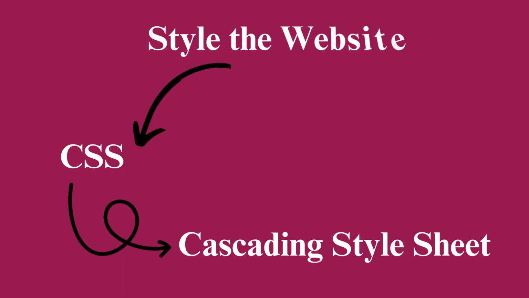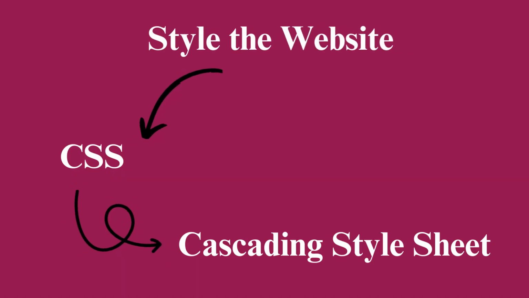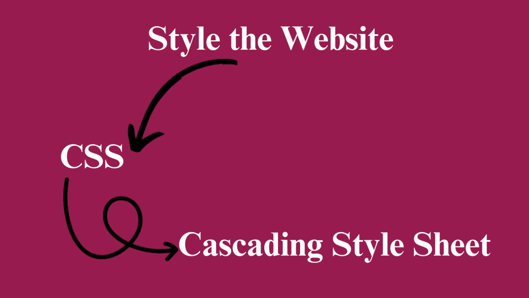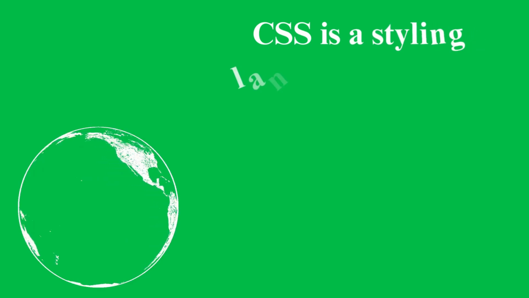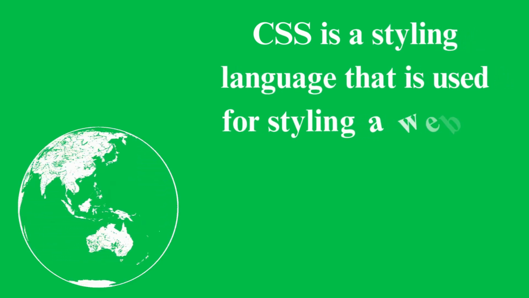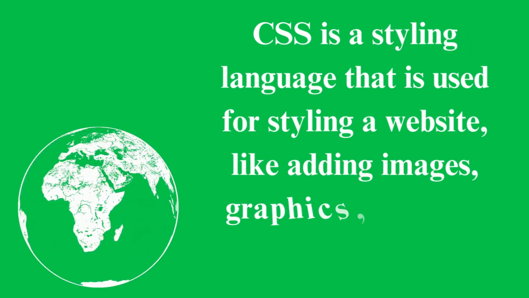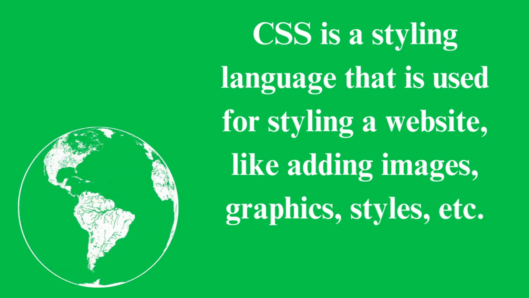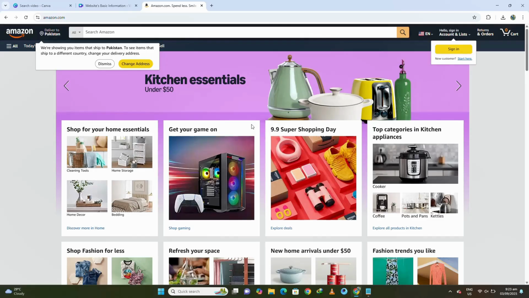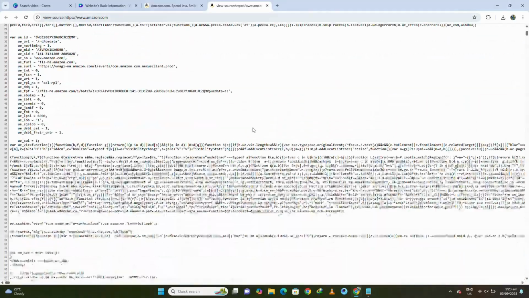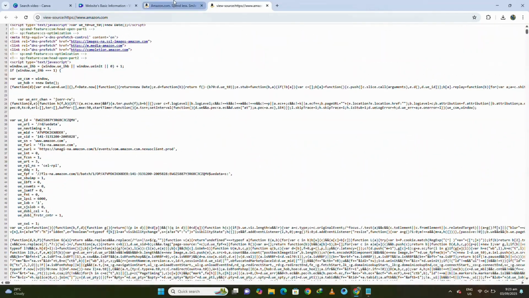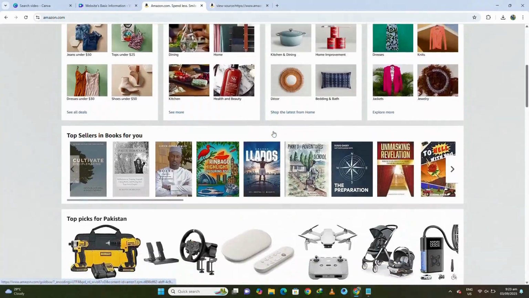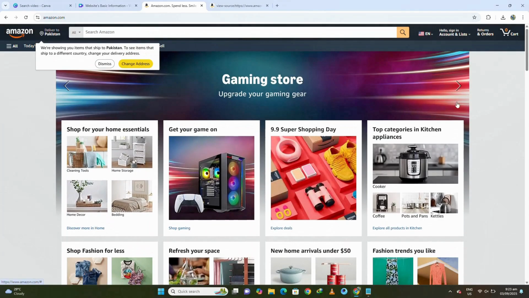Our next step is to style the website, and this is done in CSS, meaning Cascading Style Sheet. CSS is a styling language that is used for styling a website, like adding images, graphics, styles, etc. If we just display HTML on our website, then a user can't understand that. So for a better user experience, we add CSS to HTML, like images, videos, and graphics, like this.